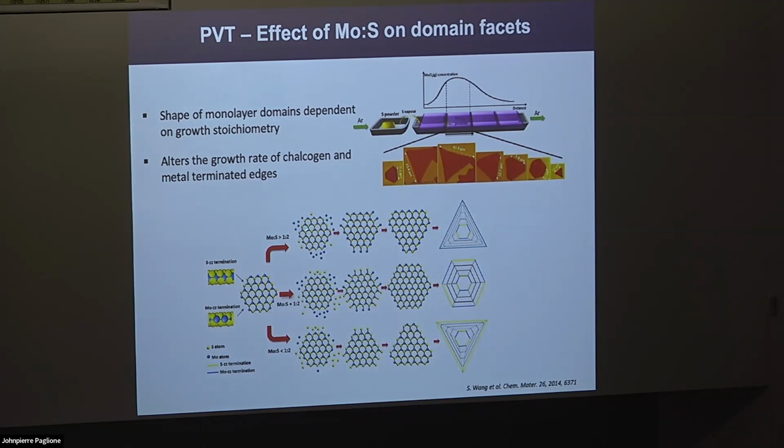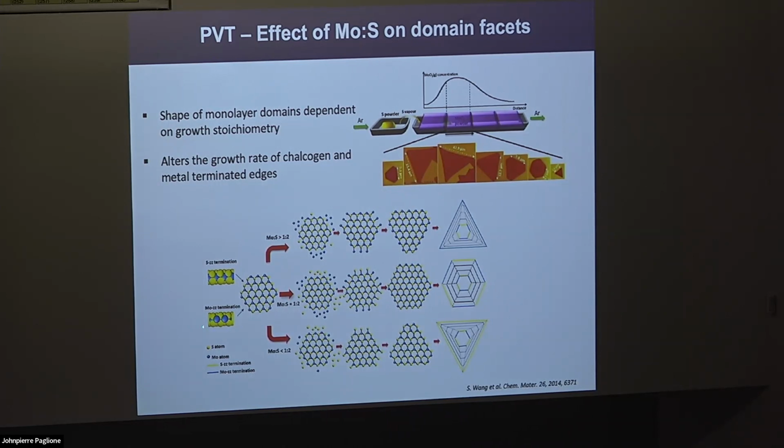And these transition metals are ultimately going to start to incorporate at the edges that are terminated sulfur. This ultimately makes the growth rate of the sulfur edges much faster. Then you end up with edges that are terminated with the transition metal, right? Other way around, when you're sulfur rich, that extra sulfur is going to interact with the transition metal edges. That's going to make that growth rate faster, and then you end up with edges that are sulfur terminated.